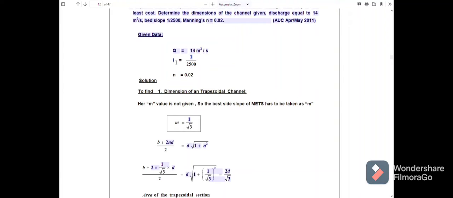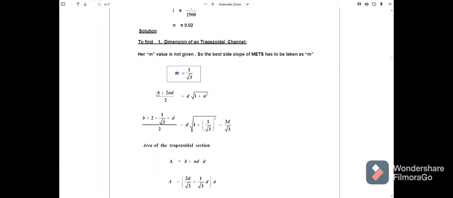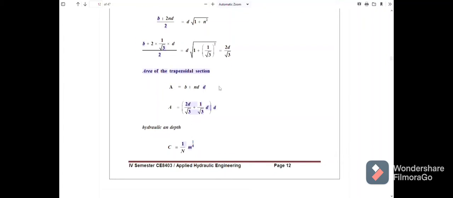Side slope m equals 1 by root 3. The side slope has to be taken as m. A is area. C is a constant.